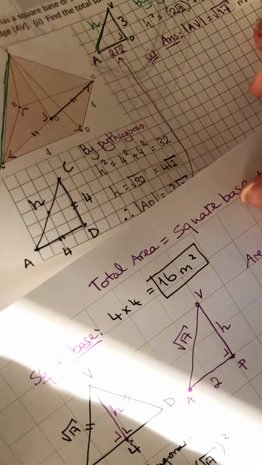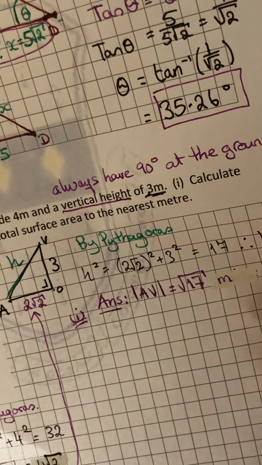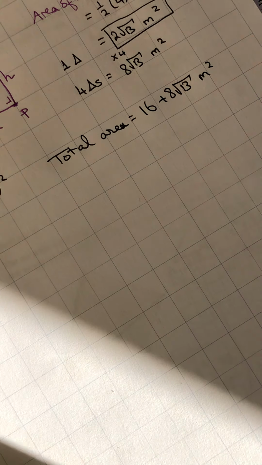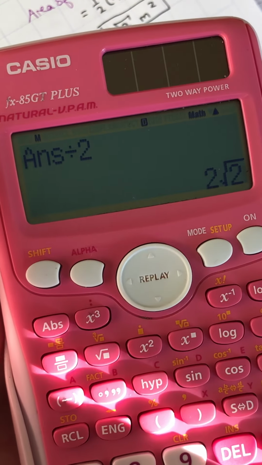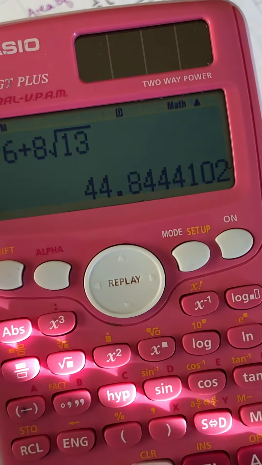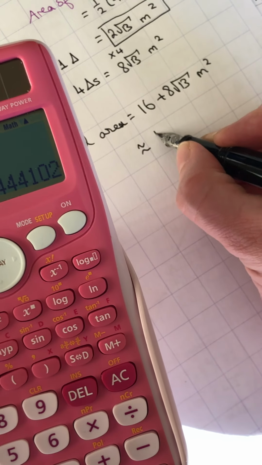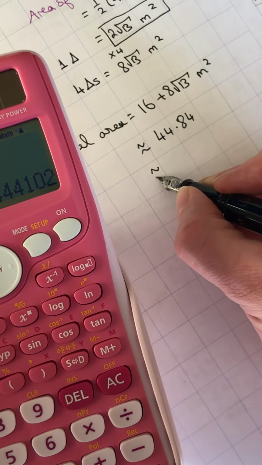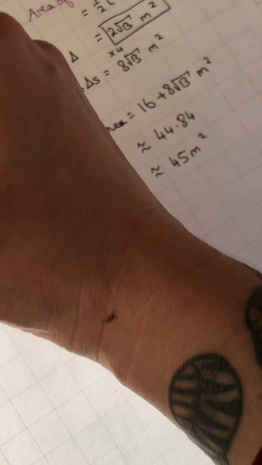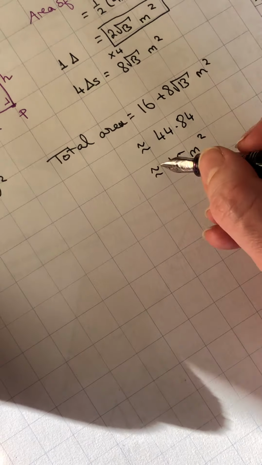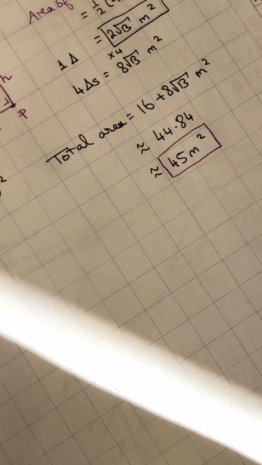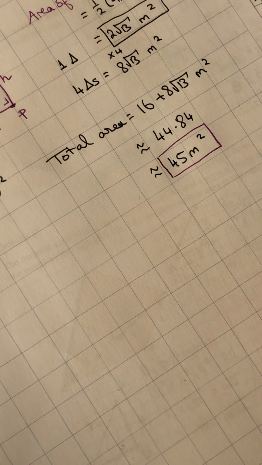Can I leave it like that? Well, let's go back and see what they asked us. They said to the nearest meter. So all you have to do is type that calculation into your calculator. 16 plus 8 root 13, and press the change button. 44.84.45 meters squared. Of course, the question was misphrased. It should have said to the nearest meter squared. Okay, so that's the answer to part 2. You don't have to write down every step that we have there. I just wanted to make it clearer for when you guys are filling it into your notes.